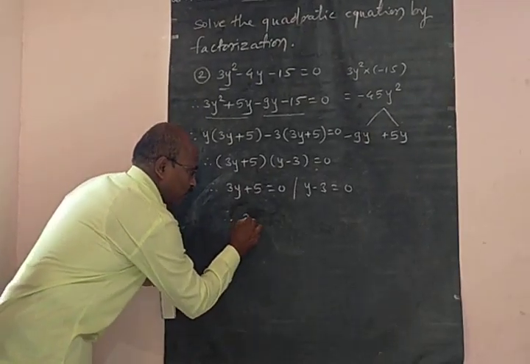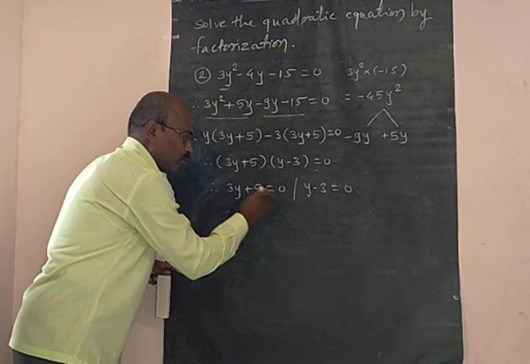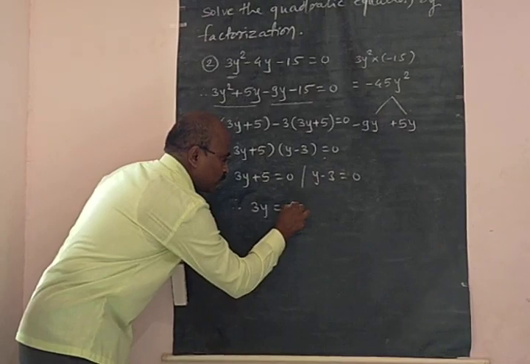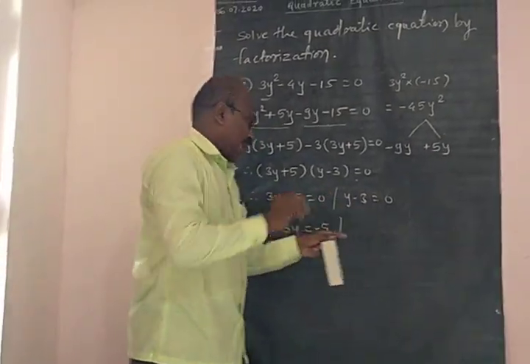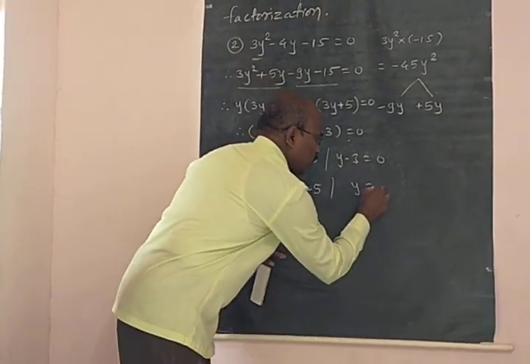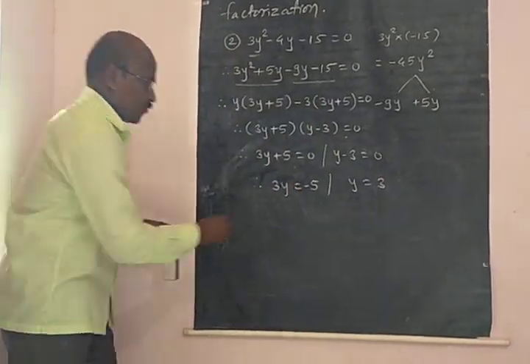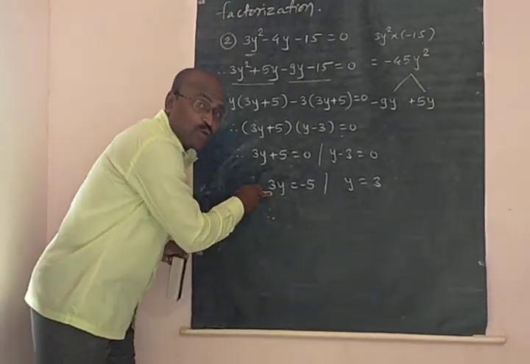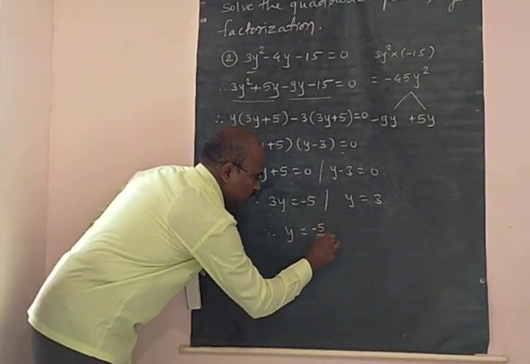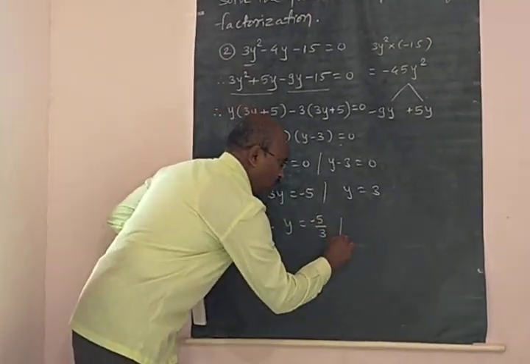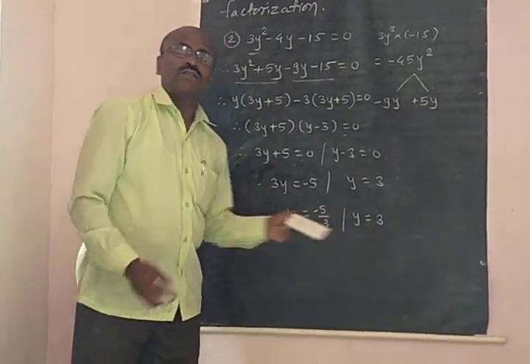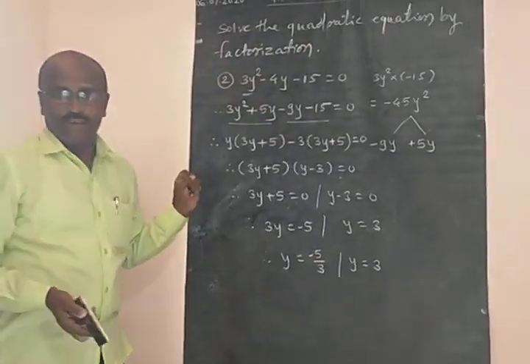So here we will get 3y plus 5 is equal to 0. Now subtract 5 from both sides. We will get 3y is equal to minus 5. Then divide by 3 on both sides. So we will get y is equal to minus 5 upon 3. Or here again add 3 on both sides, so we will get y is equal to 3. So these are the two solutions of the given quadratic equation.